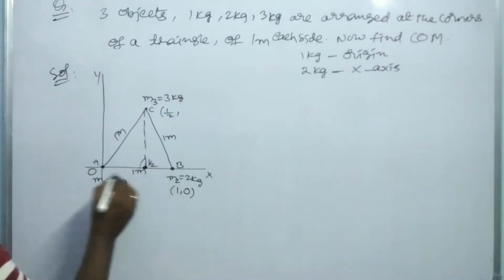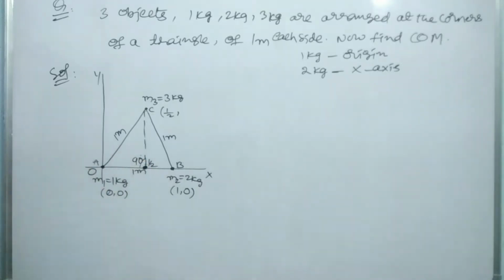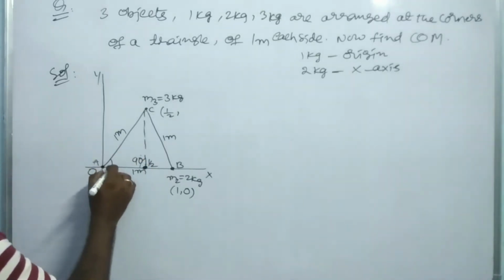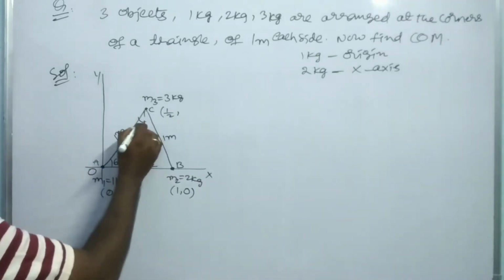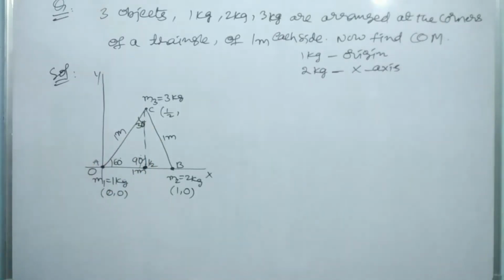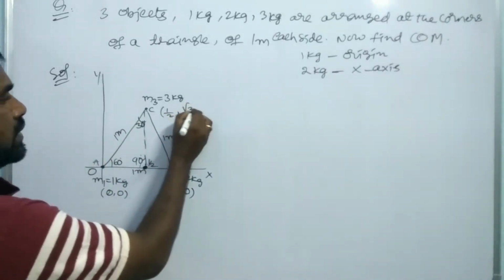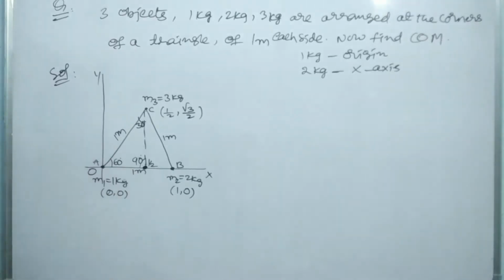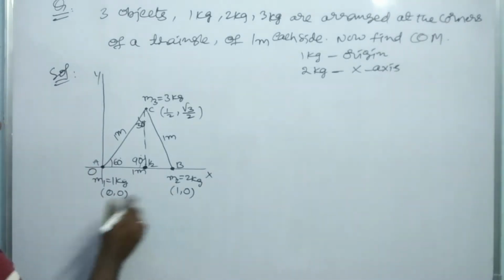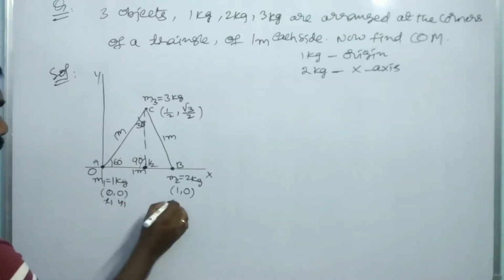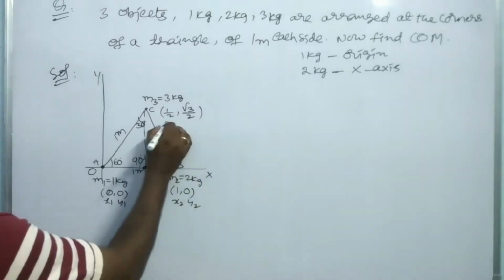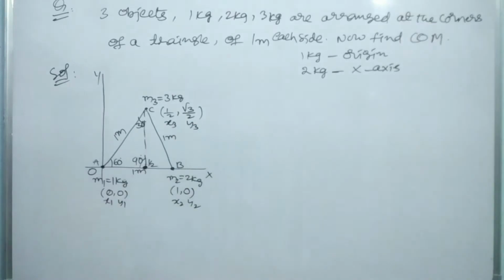This is an equilateral triangle, in which each angle is 60 degrees. Using this, the y coordinate here is root 3 by 2. So the three points are x1 y1, x2 y2, and x3 y3.